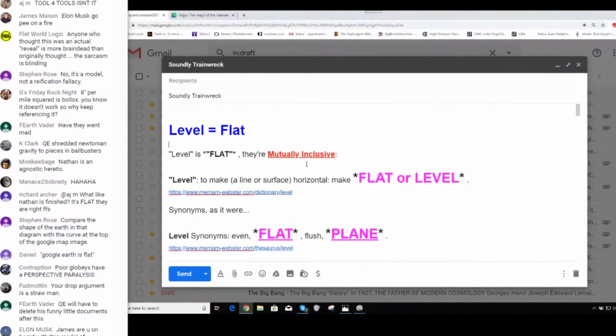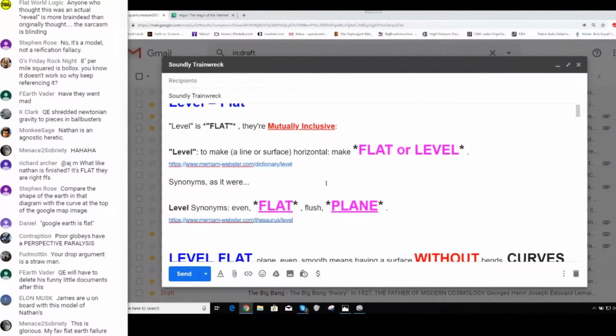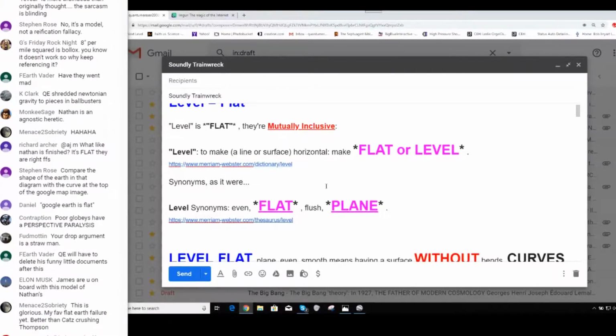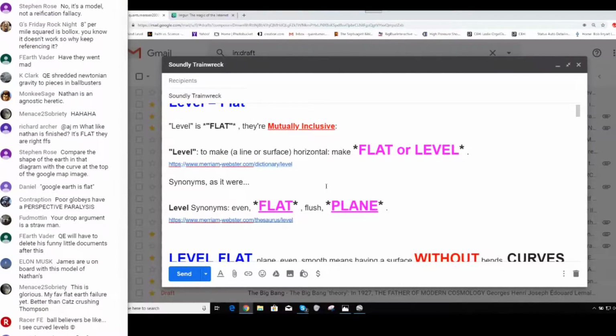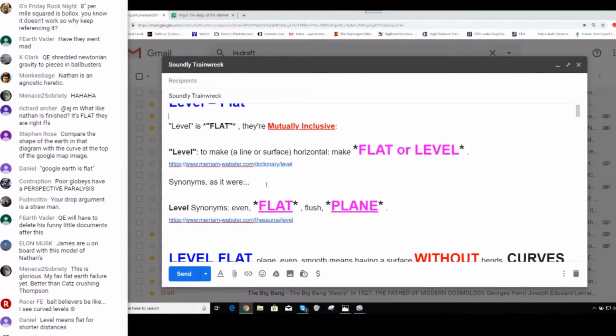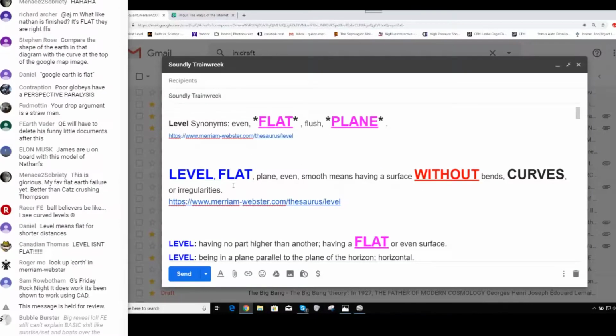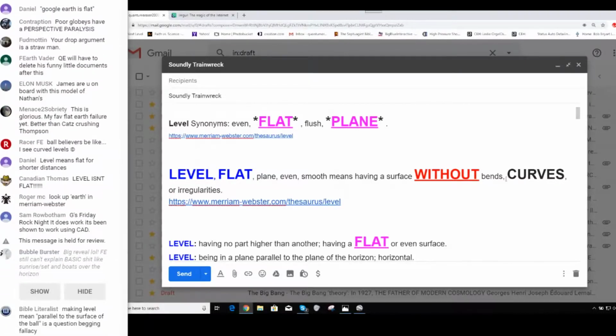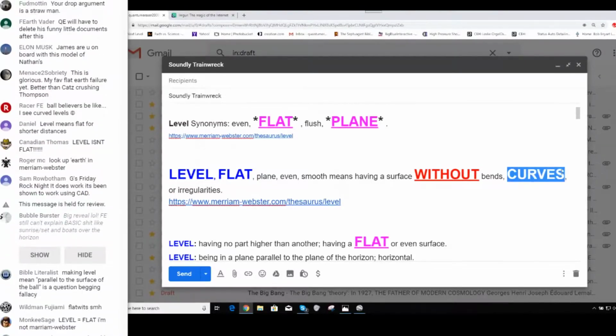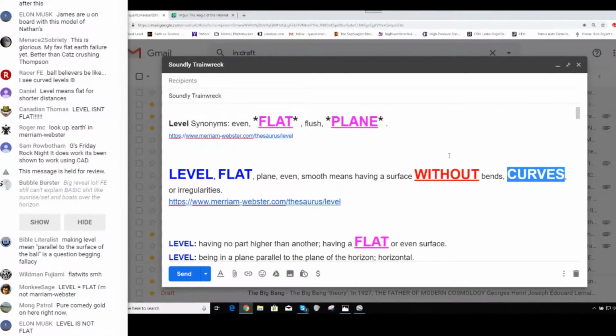Level equals flat. They are mutually inclusive. So these aren't my definitions. I'm not Merriam-Webster or Cambridge or dictionary.com. That's not me. You follow that, right? Level, to make a line or surface horizontal, make flat or level. Synonyms: even, flat, flush, plane. Level, flat, plane, even, smooth means having a surface without bends or curves, right? Making them mutually exclusive, curves and level and flat.